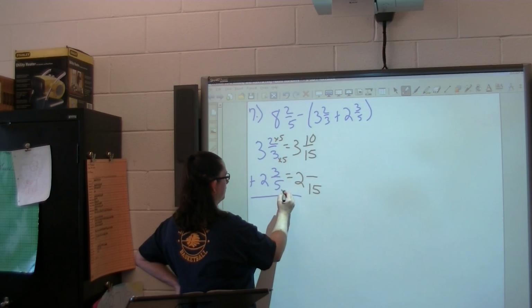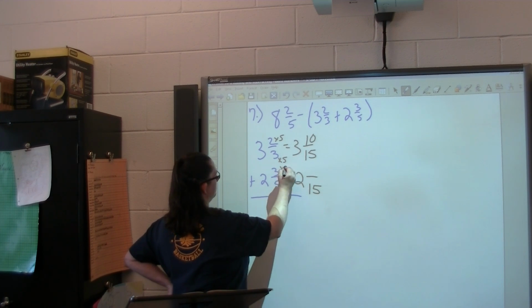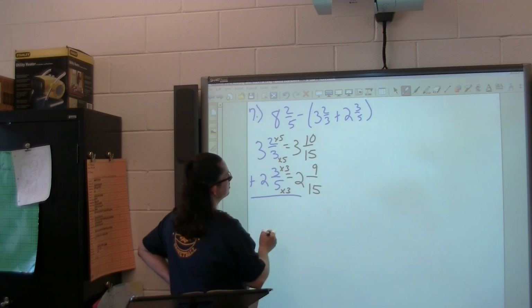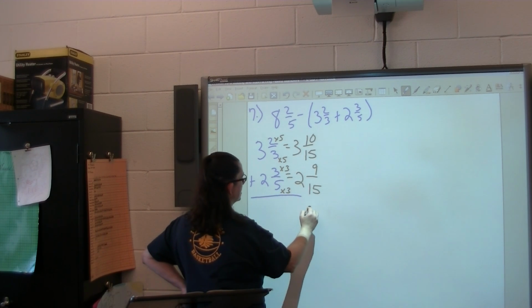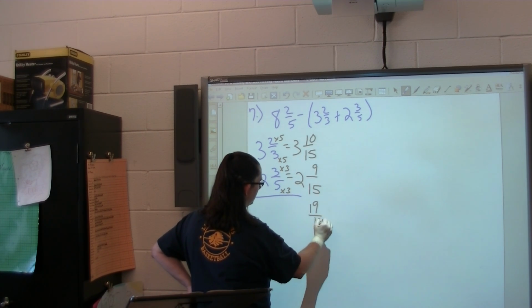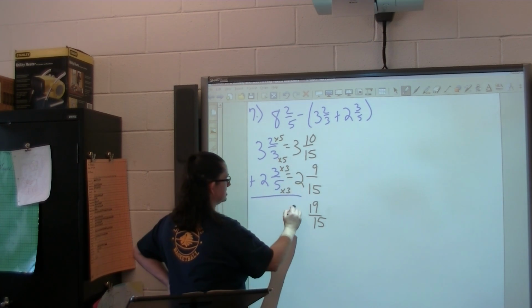5 times what gives us 15? 3. And 3 times 3 gives us what? 9. Good. So now we can go ahead and add those fractions. 10 plus 9 gives us 19 15ths, and 3 plus 2 gives us 5.